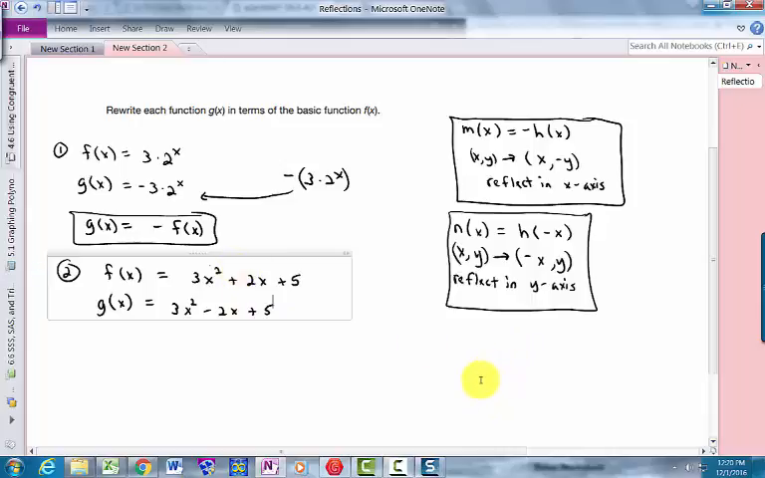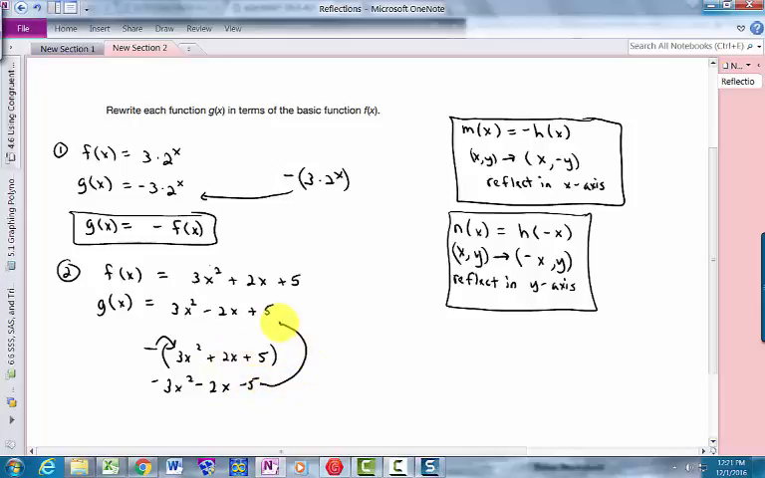Okay, now this one looks a little bit tricky because we're like, okay, well, what did we do here? Well, let's test it. Did we attach a negative to the f of x? If we did, it would look like something like this. You would take your original f of x, and then we just put a negative outside. If you do that, then you would distribute the negative, minus 2x, and then minus 5. Is that what we did here? No, not at all.